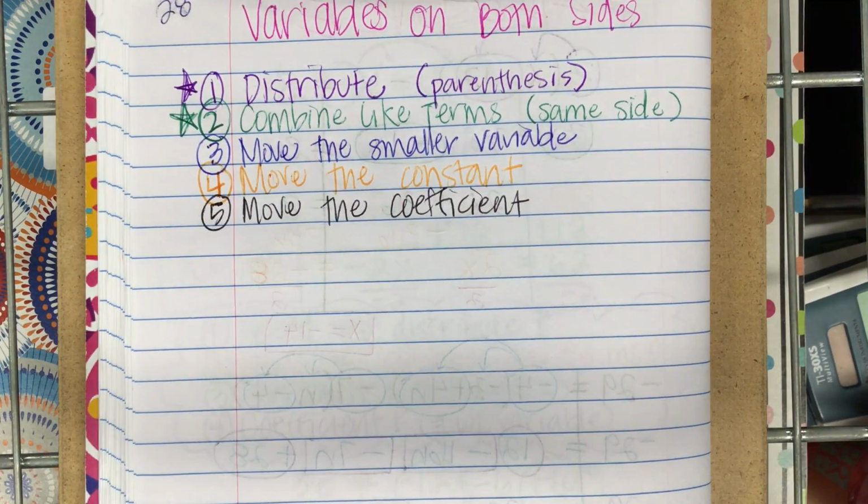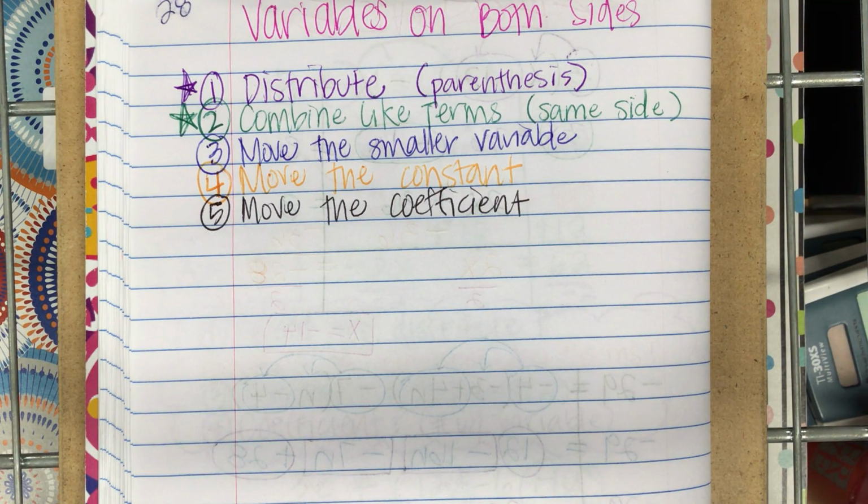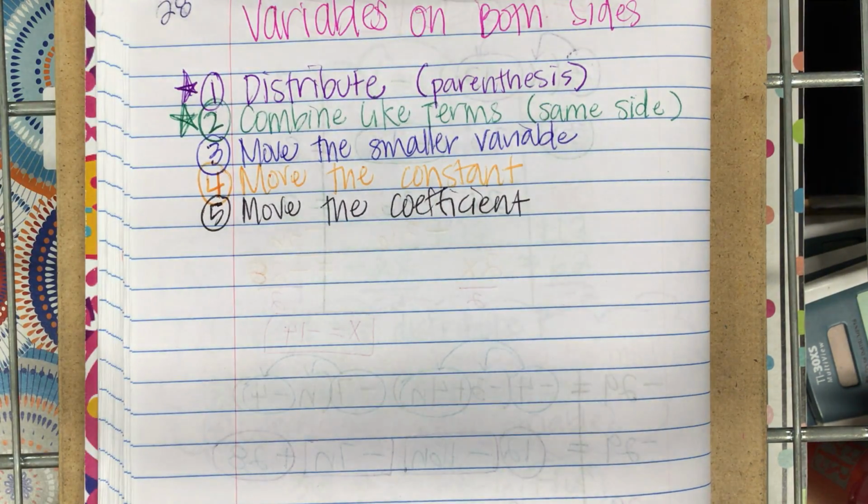Now, these steps always have to go in this order. You ask yourself these 5 steps every time. Do I need to distribute? Do I need to combine like terms? Do I need to move the smaller variable? Do I need to move the constant? Do I need to move the coefficient? Always in this order. But you can say yes or no to any of them. But always go in order 1 through 5.